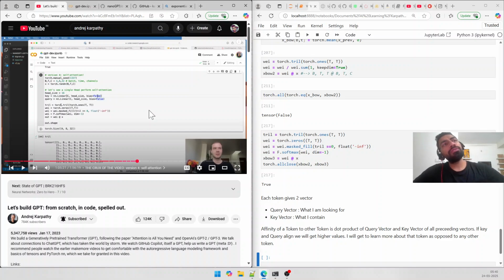So each of the tokens that we have, each time token that we get, gives a head size output out of it.